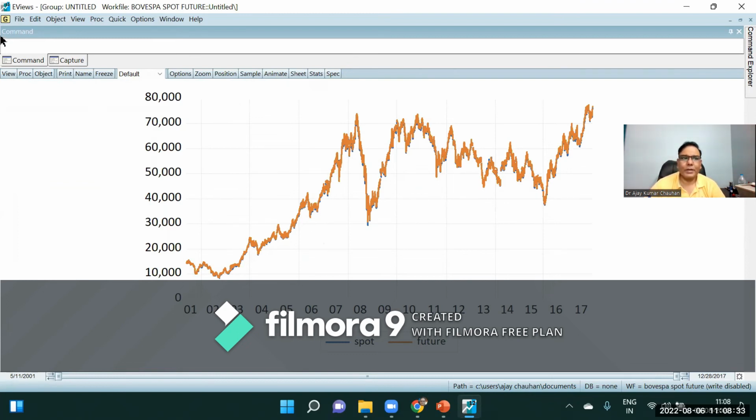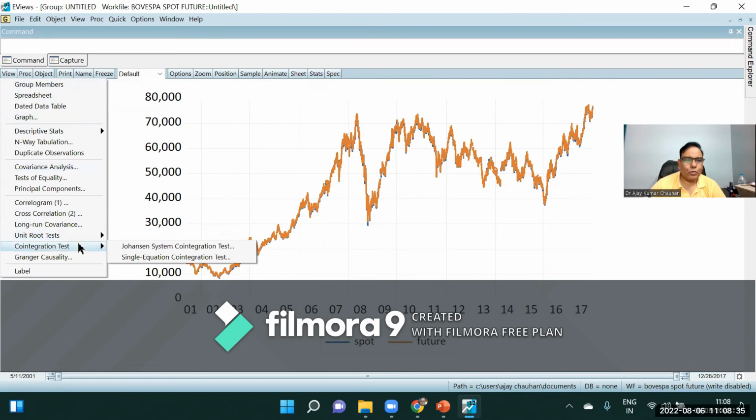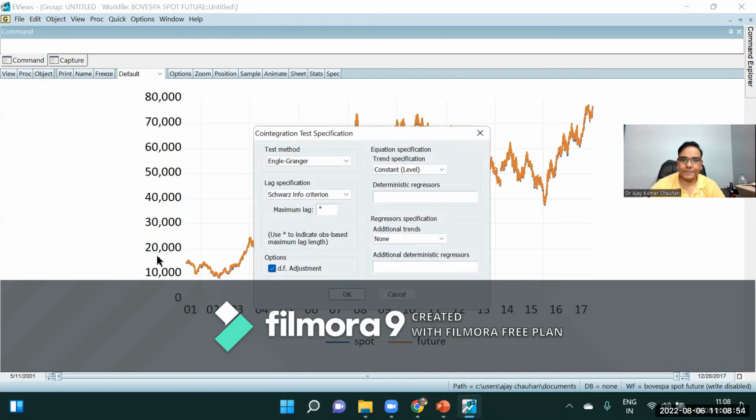Okay, so now go to the cointegration test. In the cointegration test, you can see there are two options: single equation cointegration test and Johansen system cointegration test. The single equation cointegration test was provided by Engle and Granger. So we should apply that first. The test method is Engle-Granger. Lag specification is automatic, so just click OK. Trend specification depends upon you. I put it as constant and OK.